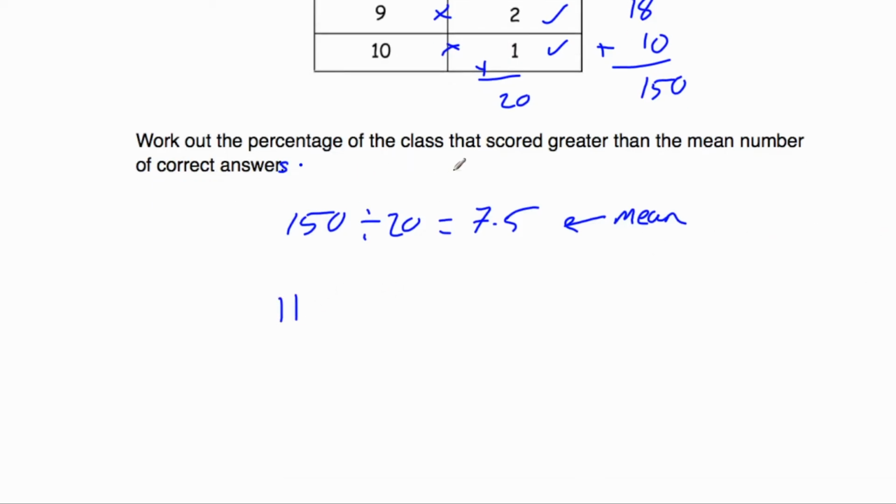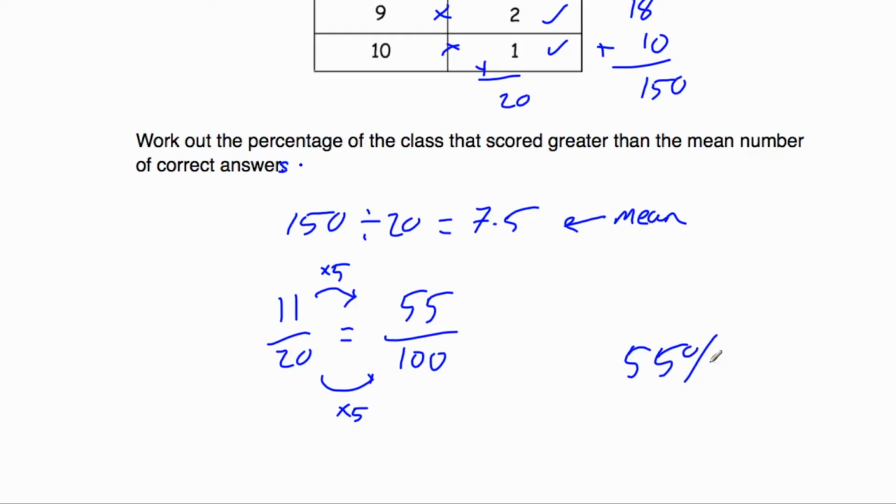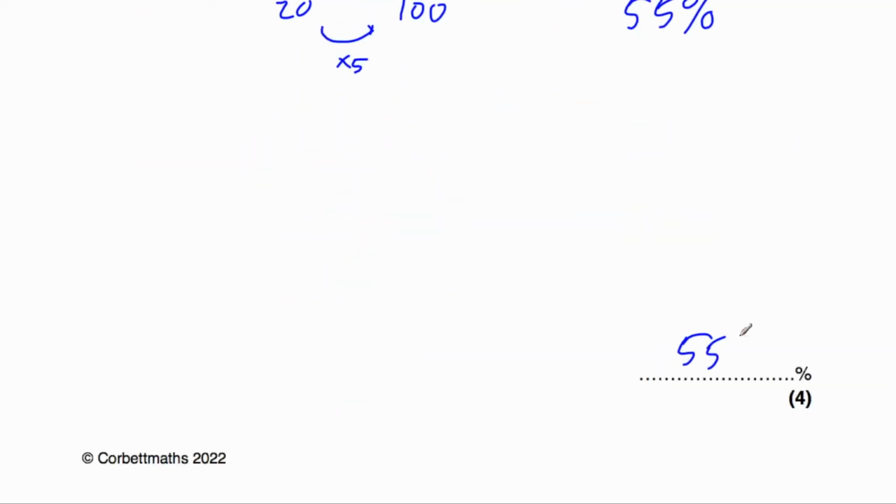And we're asked what percentage of the class. Now there's 20 students in the class, so 11/20ths of the class scored greater than the mean. Now we want to change this to a percentage, so let's change it to a fraction out of 100. So we're going to multiply both the denominator and numerator by 5 to get it to be out of 100. So 20 times 5 is 100, and 11 times 5 is 55. So we've got 55 out of 100, and that's 55%. So 55% of the class scored greater than the mean, and that's our answer, 55%.